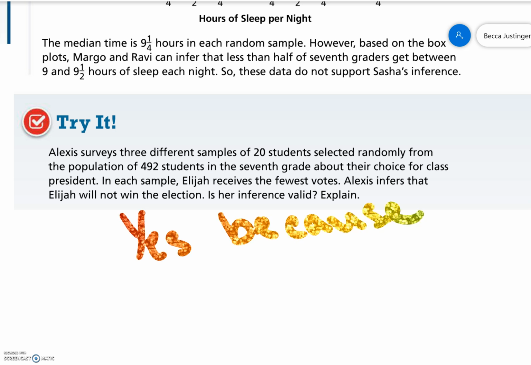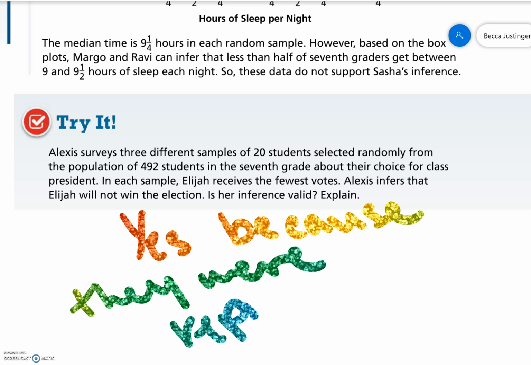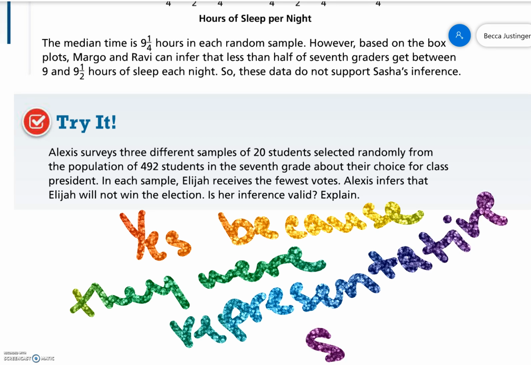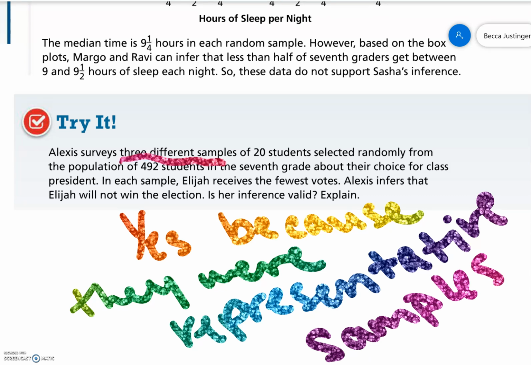Yes, because they were representative samples, because she used random. And she did it 3 different times. 3 different times, 20 random students. So she essentially surveyed 60 students out of the population of 492. And in all of those 3 samples, Elijah had the fewest votes. So Elijah will probably not win the election.